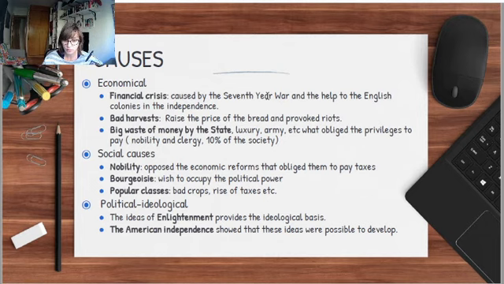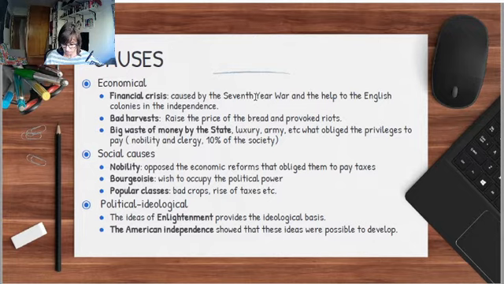Also, we have to mention, in the political and ideological sphere, the influence of the Enlightenment. The French intellectuals and the bourgeoisie supported the Enlightenment ideas and wanted to put them into practice. For example, they demanded that all French subjects be free and equal before the law. And they saw that thanks to the American independence, it was possible for these ideas to develop.